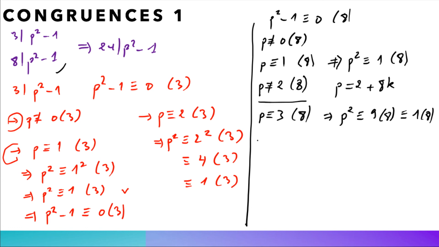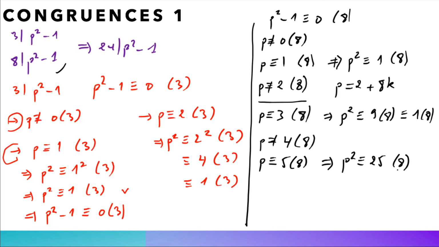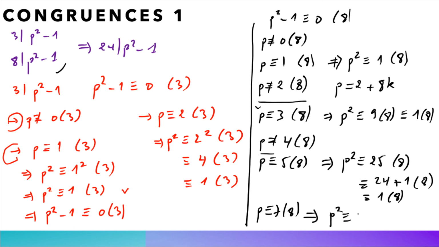For the same reasons as here, p cannot be congruent to 4 modulo 8, so we move on to the next case where p is congruent to 5 modulo 8, which means that p squared is congruent to 25 modulo 8, and 25 modulo 8 is actually the same thing as 24 plus 1 modulo 8, and 24 is actually 0 modulo 8, so this is congruent to 1 modulo 8, and it gives that p squared minus 1 is congruent to 0 modulo 8. Now p cannot be congruent to 6 modulo 8 for the same reason as here and here too, so we know that the last case is when p is congruent to 7 modulo 8, and this implies that p squared is congruent to 7 squared modulo 8.